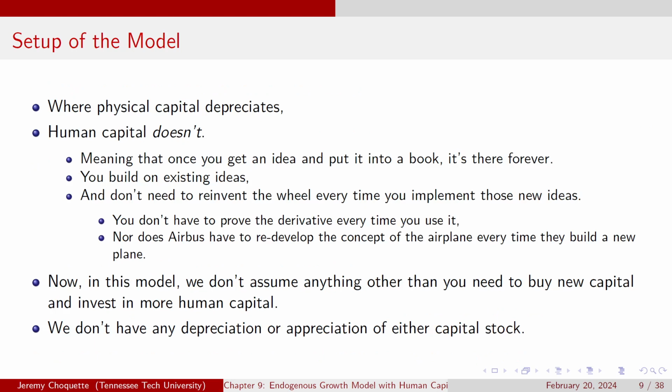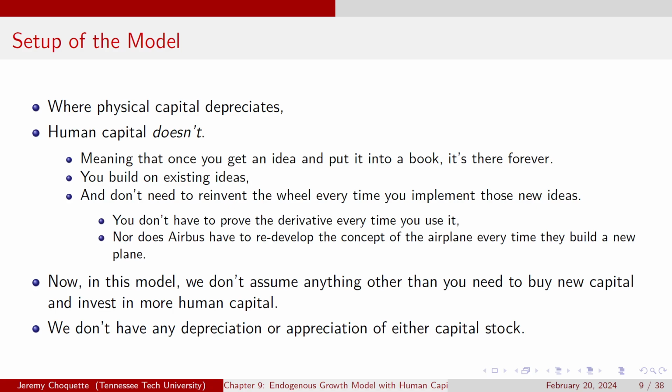As I've said previously, physical capital falls apart, human capital doesn't. So you put an idea into a book, and that book is there forever, I guess, until it gets burned or something. But you build on ideas that already exist. You don't need to reinvent the wheel every time you want to come up with a new car. You don't have to prove a derivative every time you use it. That would be a real pain in the ass if you're taking my class. Airbus doesn't have to redevelop the concept of an airplane every time they build a new plane. Why? Because these concepts already exist. We already know they exist, and we've already shown that they work. So you can just take what already works, what's already been developed, and then add to it.